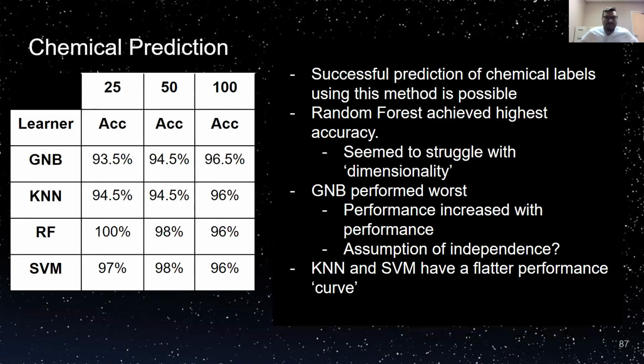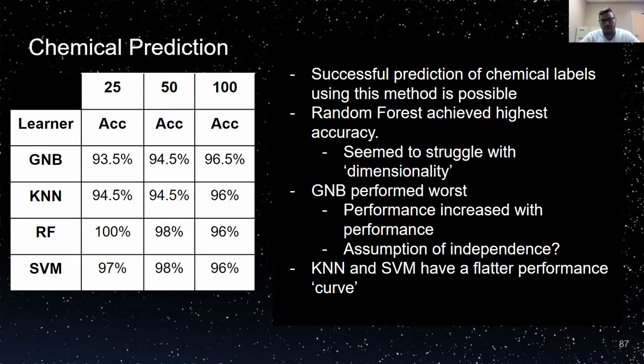So here again, looking at just accuracy, these results show that successful prediction of chemical labels using this method is possible. Random forests achieve the highest accuracy at 25 window size, but seem to struggle with dimensionality. Random Forest actually does a good job of combating dimensionality because of the way it segments our data, so I believe the decrease in performance has more to do with the response curve from our sensors, because once you run up to the top, it's a slow taper down over many hours.